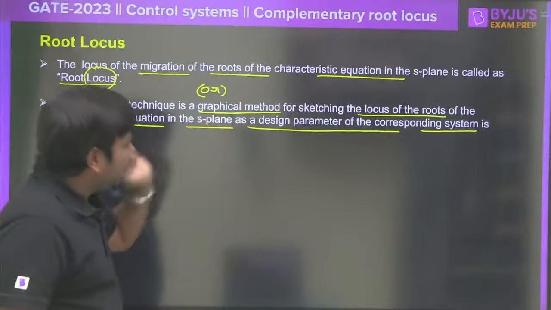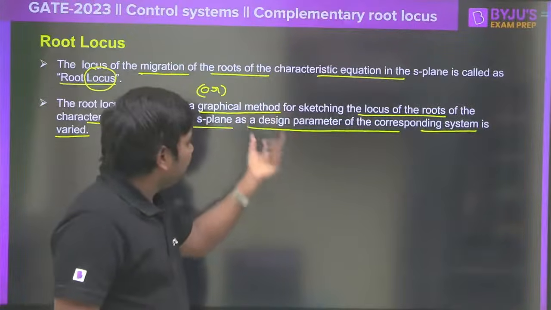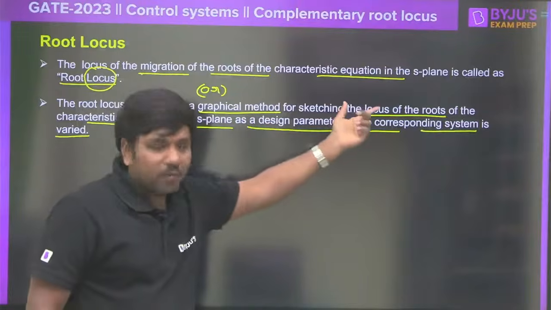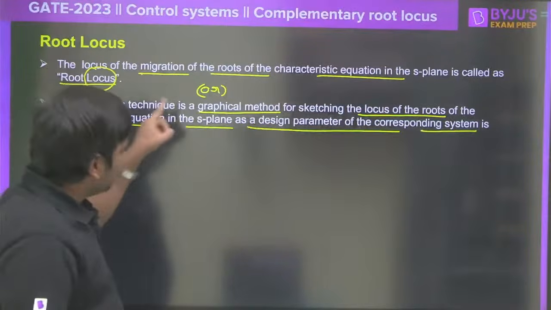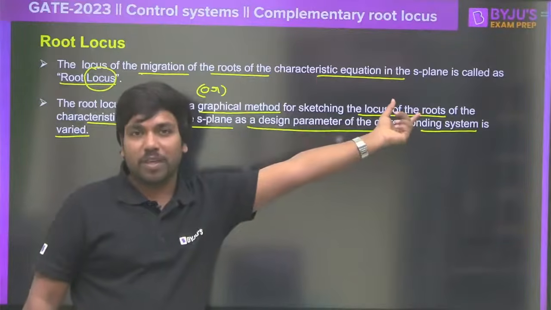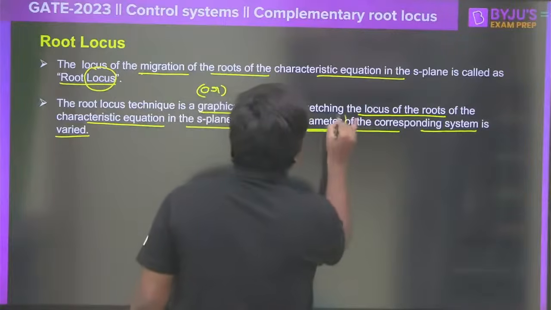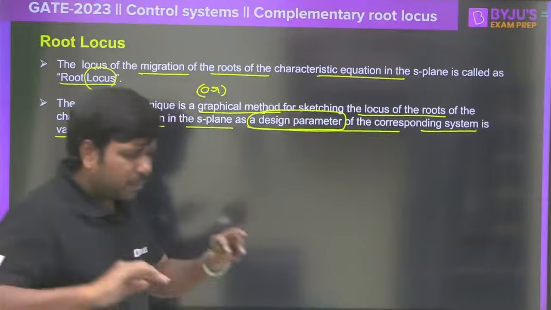But in the second definition, it was clearly mentioned that it is a graphical method to sketch the locus of the roots of the characteristic equation in the S-plane as the design parameter corresponding to the system is changed. Now the question comes, what do you mean by design parameter? Correct? So this design parameter may be anything, right?